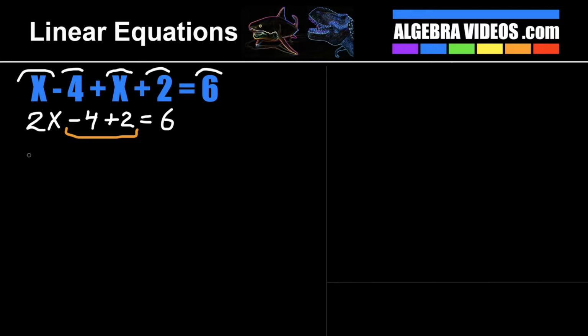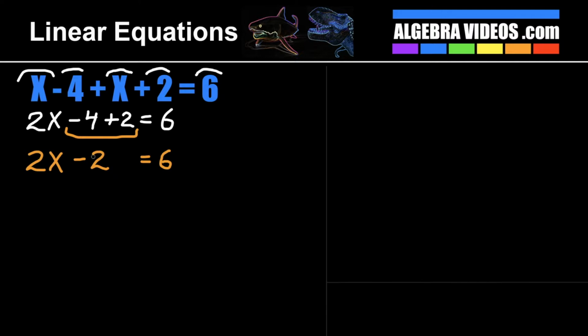So let me rewrite the equation. 2x and then minus 4 plus 2. What is that? Minus 2. So that's what that simplifies to, right? And that equals, on the right side, 6. So 2x minus 2 equals 6. So we'll get to this 2 right by the x last.